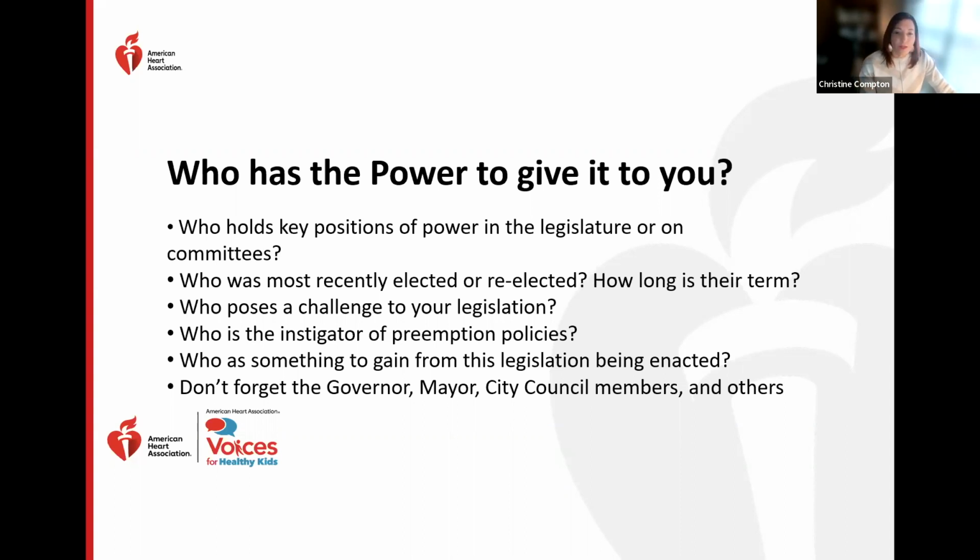And then don't forget about your governor, your mayor, your city council members, maybe a lieutenant governor if you have one in your state. Those people can be influenced just as much as people in a legislature or city council can be. So again, finding those pressure points and then finding who has those connections to get to those people in all levels of government.